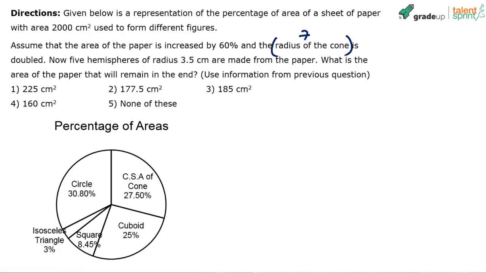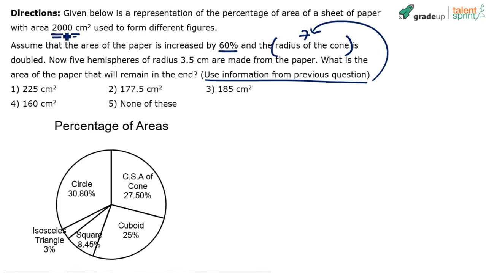The clock starts now. Assume that the area of the paper is increased by 60% and the radius of the cone is doubled. Now 5 hemispheres of radius 3.5 centimeter are made from the paper. What is the area of the paper that will remain in the end? He has asked us to use information from the previous question, which we have already used, right? Information from the previous question was the radius of the cone. 7.